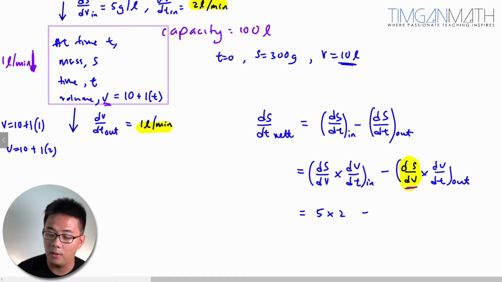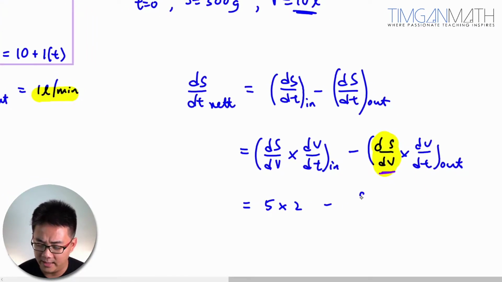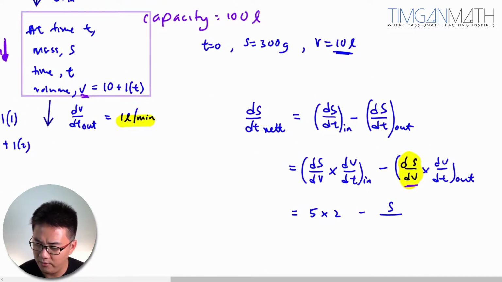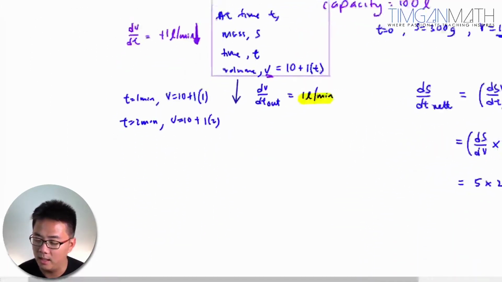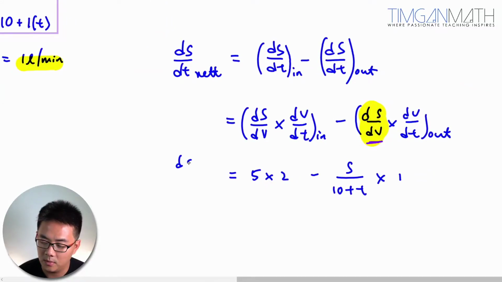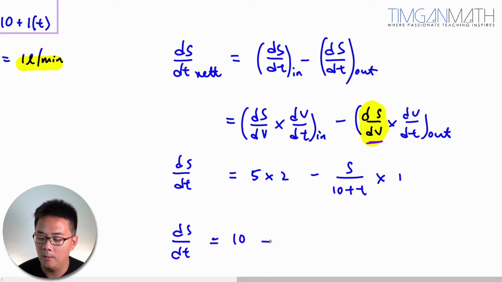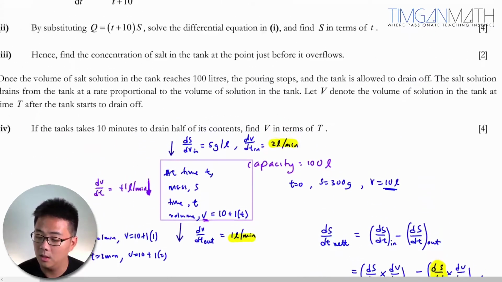The amount of salt. So in this case, ds/dV, mass is s, dV/dt, V is actually 10 plus t. dV/dt out is just 1. Alright, so I think that's the one. Once we get that ready, basically we get ds/dV, ds/dt. So this is ds/dt equals (10 minus s) over (10 plus t). So shown. I get it. Alright, got it. So that's one.